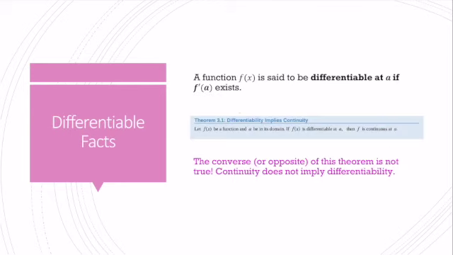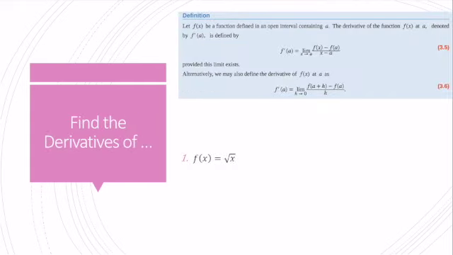A function f of x is said to be differentiable at a if f prime of a exists, so if the limit exists. The converse of this theorem is not necessarily true. Just because it is continuous doesn't imply it's differentiable. So let's go through an example.